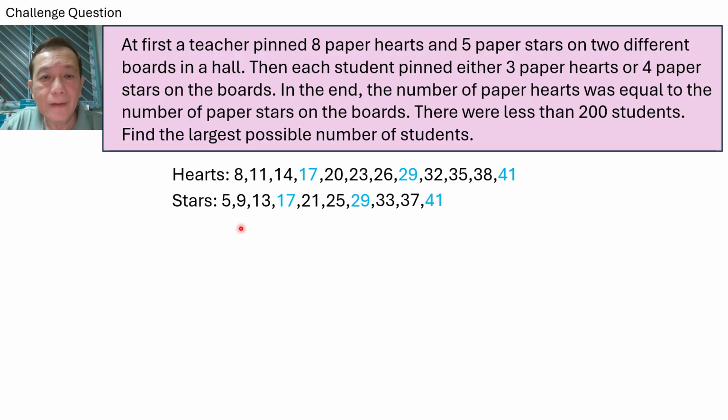We need to find a pattern. 29 minus 17 is 12. Or 17 plus 12 is 29. 29 plus 12 is 41, and so on. So without listing the rest, at least we know a quick way to get the equal numbers. Let's make a table.